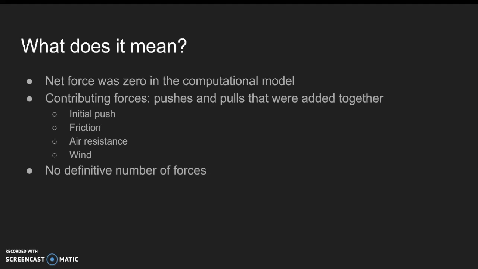And then what does it mean? The net force was in fact 0 in the computational model. That is a line of the code in GlowScript. So this assumes that there were no other forces acting on the ball, but really there were.